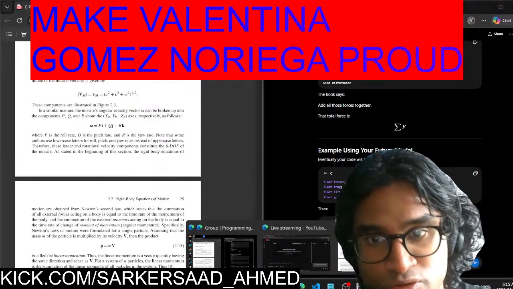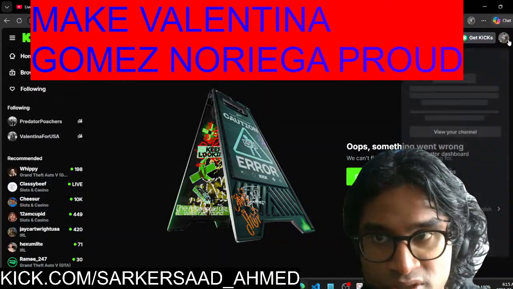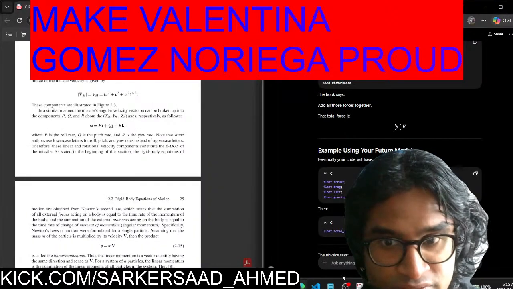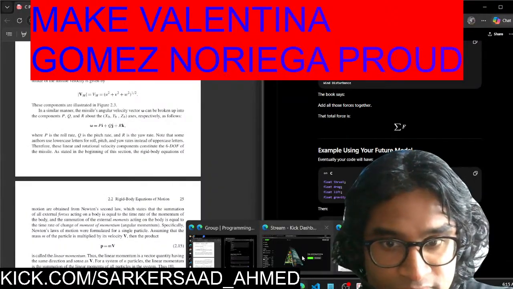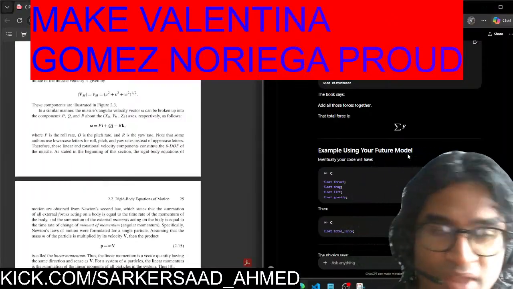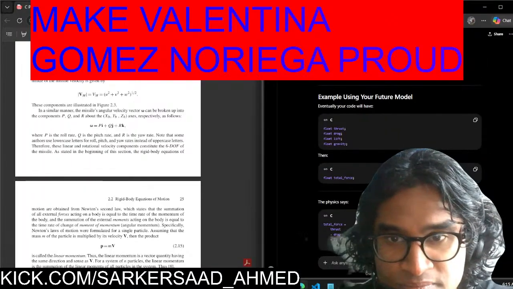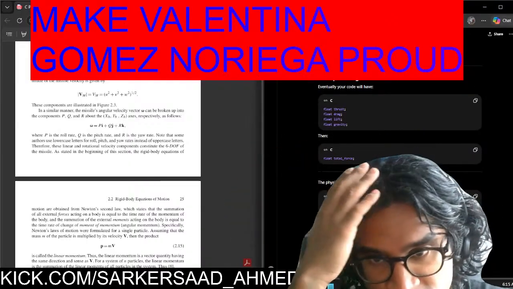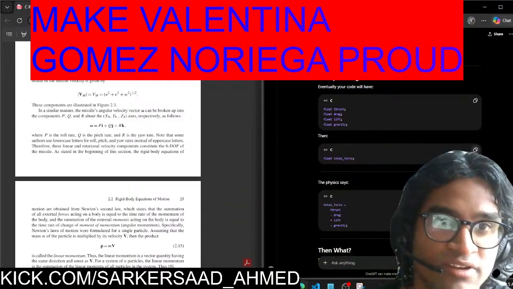So you can have float of thrust, float of gravity, float of lift, and float of drag. So everything will be in float value. I don't think people will watch live now. You can have float of total force. So total force will be thrust minus drag plus lift minus gravity.